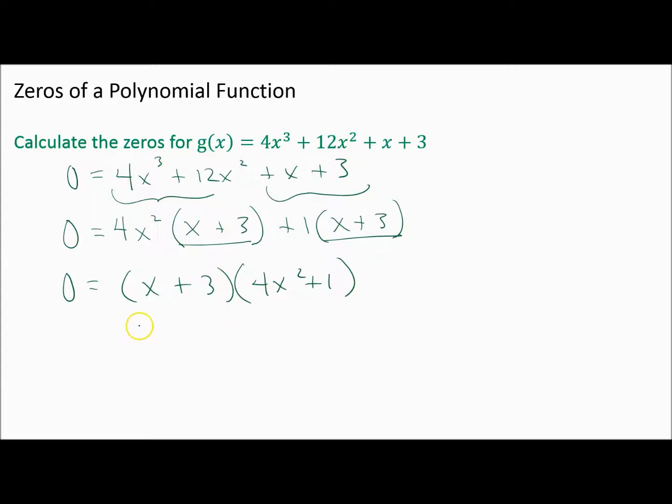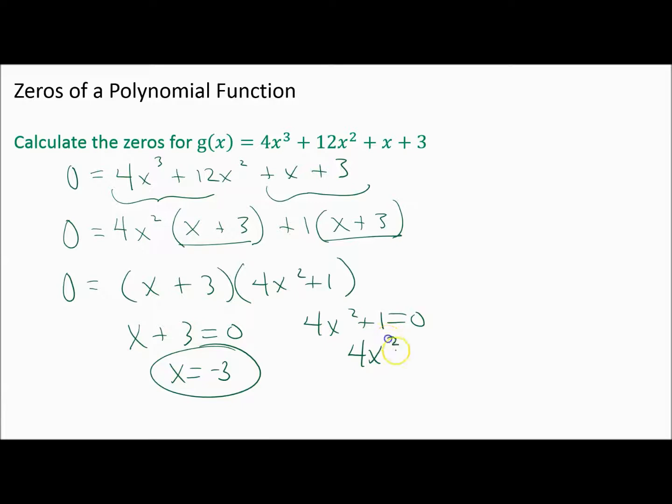So now it's time to set each factor separately equal to 0. Here we subtract the 3 over to get negative 3. That's pretty straightforward. This one is not as obvious. We'll subtract the 1. That gives you 4x squared equals negative 1. Divide by 4. That's x squared equals negative 1/4.